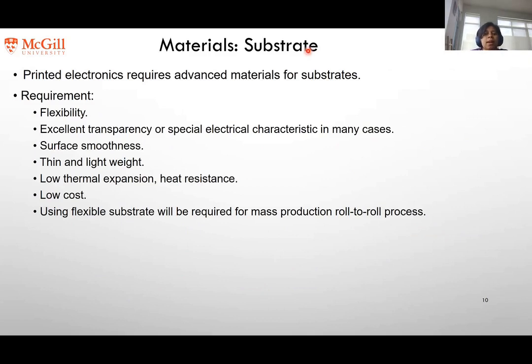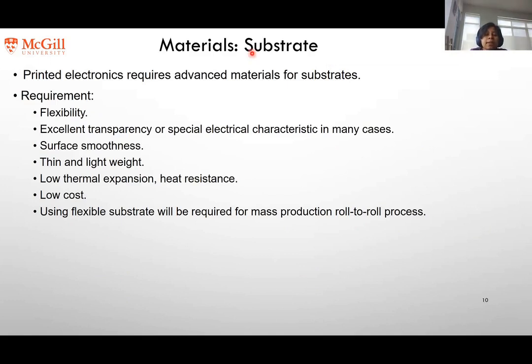So when we talk about materials, let's first talk about substrate, because substrate is what basically holds the device. The device is built on the substrate. As you can see, in printed electronics we are not bound to use silicon as a substrate. We can use a lot of advanced materials for substrate.